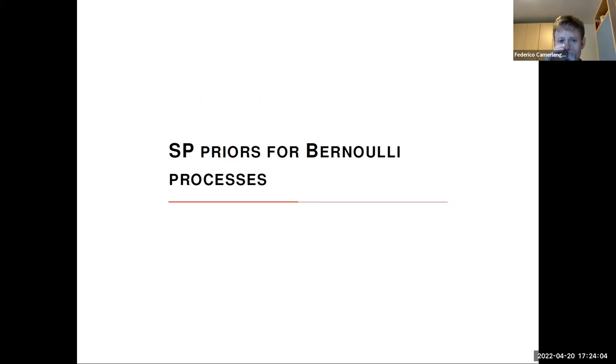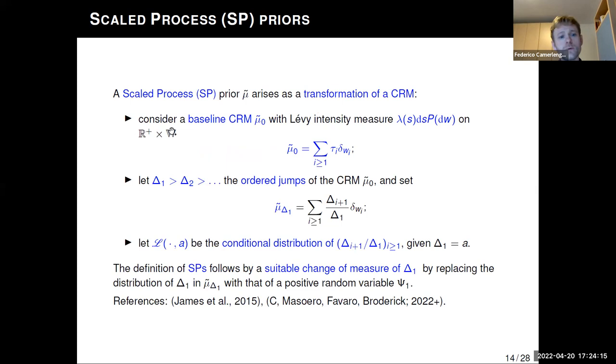So we now move to the case of scaled process priors for Bernoulli processes. First of all, we start with the definition of a scaled process prior. What is a scaled process prior? A scaled process prior is based on a transformation of a completely random measure. First of all, you have to consider a completely random measure, which I call a baseline completely random measure. And this completely random measure is characterized by a Lévy intensity of the following form.